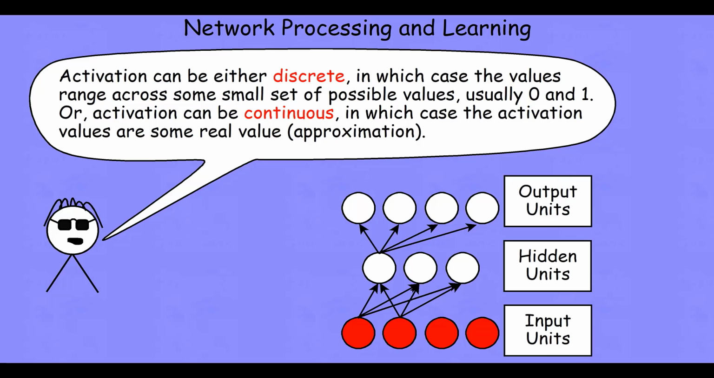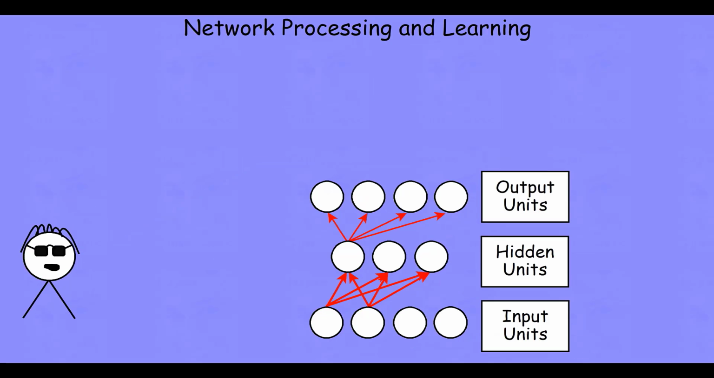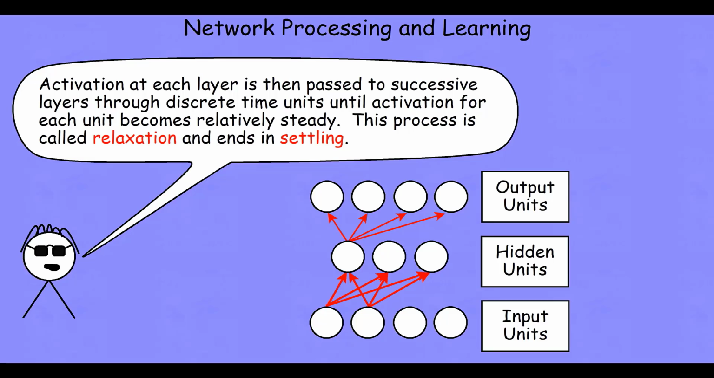Activation can be either discrete, in which case the values range across some small set of possible values, usually 0 and 1, or maybe 1 through 10, things of that nature. Or activation can be continuous, in which case the activation values are some real value or approximation on the rationals of a real value. Activation of each layer is then passed to successive layers through discrete time units until activation for each unit becomes relatively stable. This process is called relaxation and ends in settling.